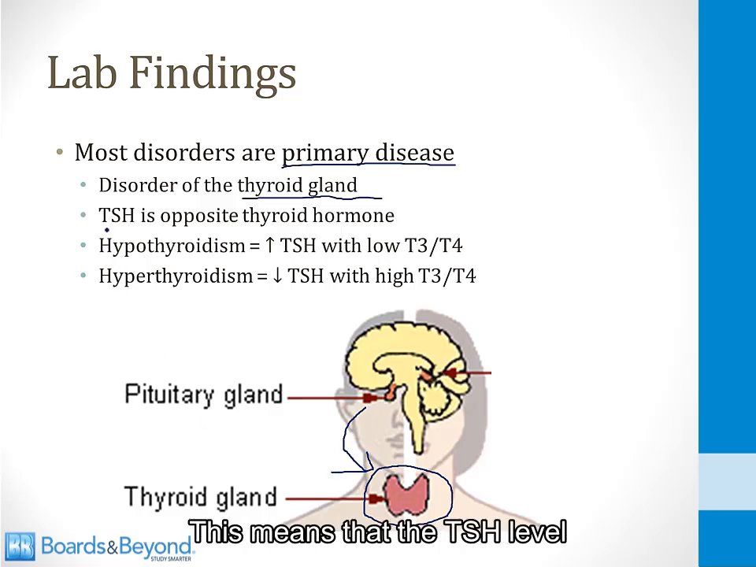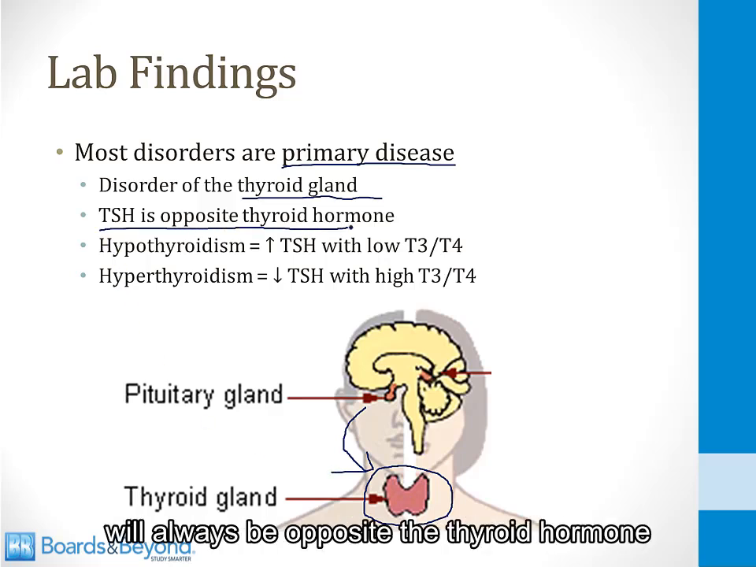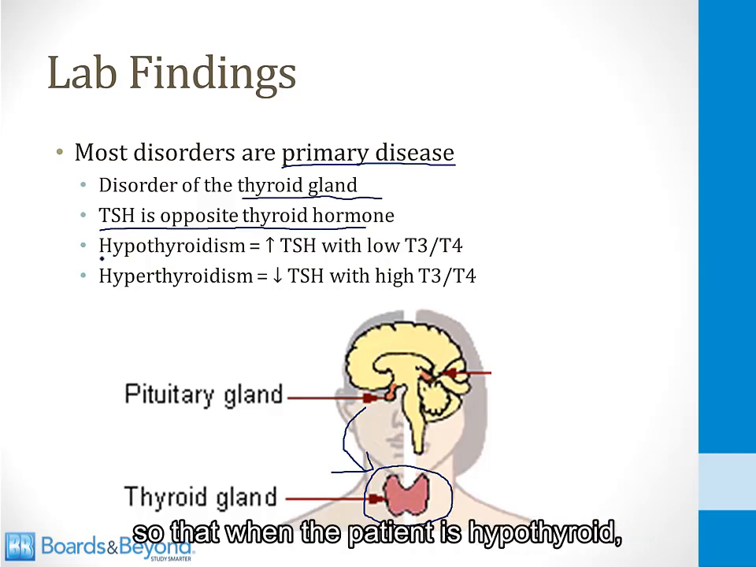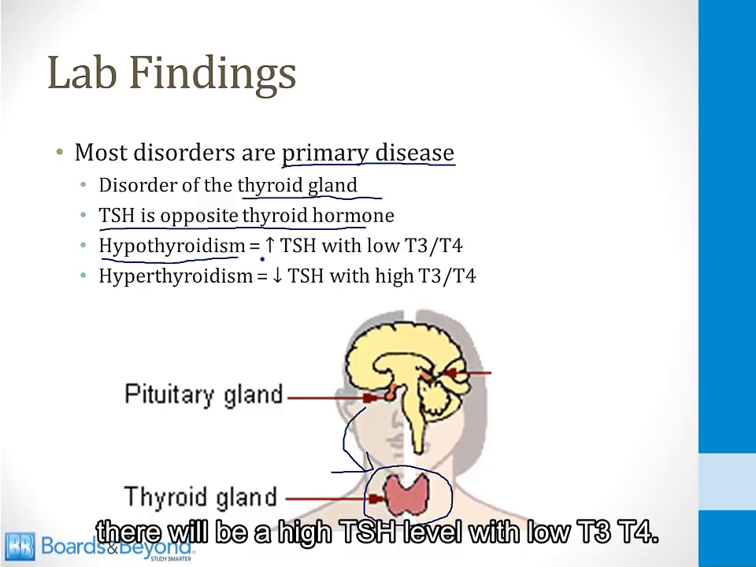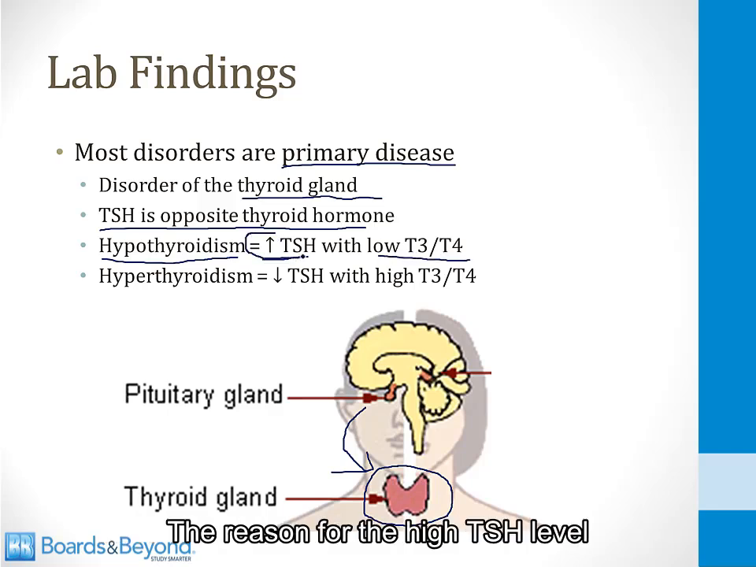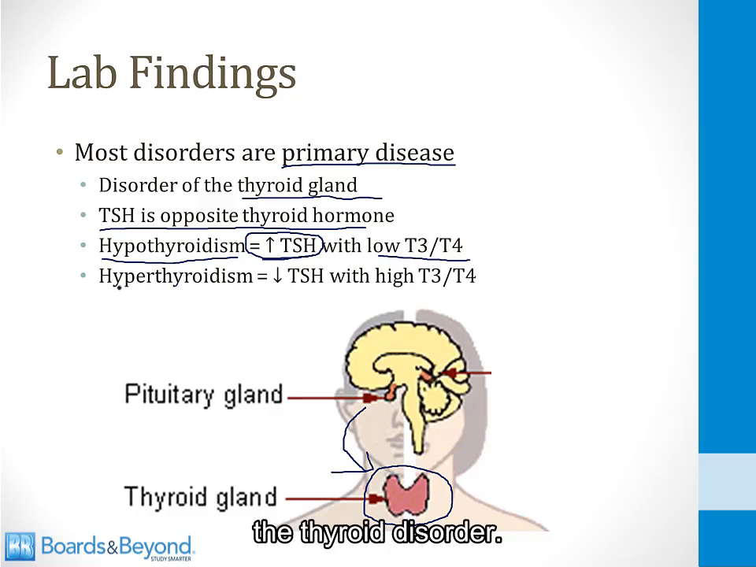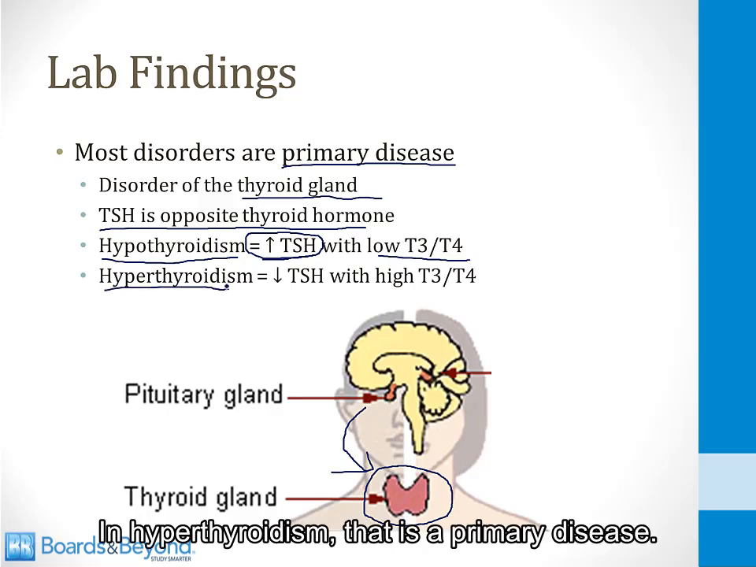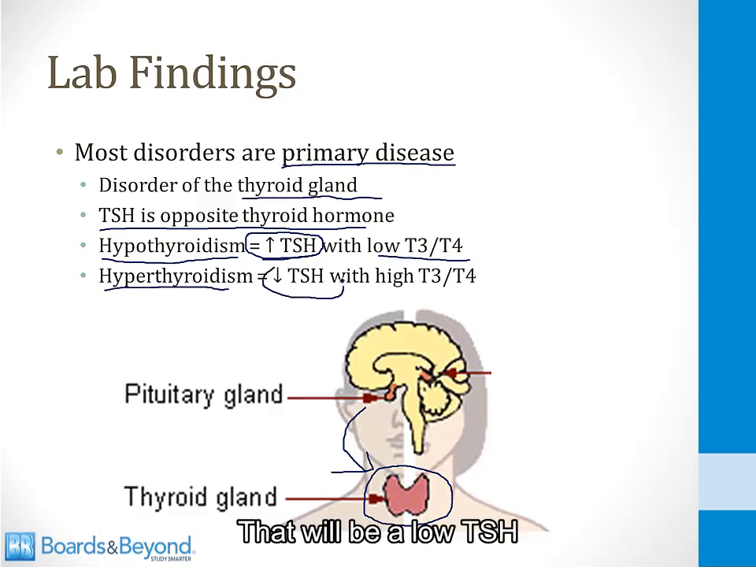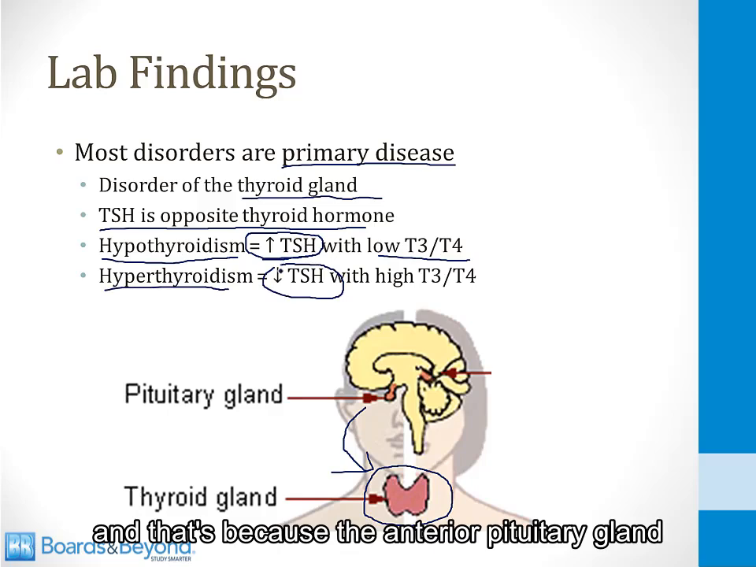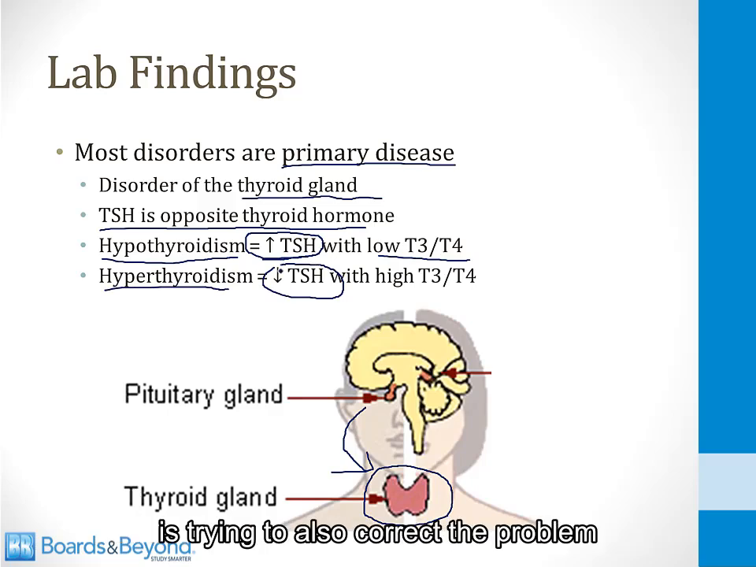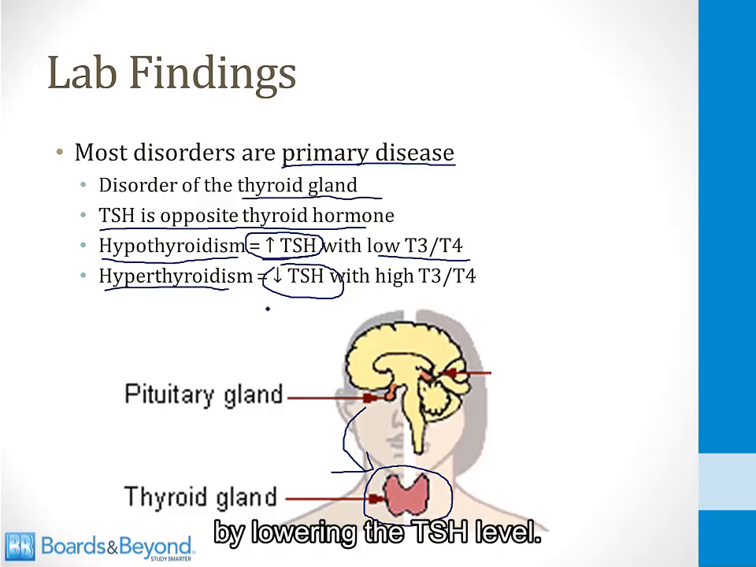This means that the TSH level will always be opposite the thyroid hormone, so that when the patient is hypothyroid, there will be a high TSH level with low T3, T4. The reason for the high TSH level is because the pituitary gland is trying to correct the thyroid disorder. In hyperthyroidism, that is a primary disease, there will be a low TSH, and that's because the anterior pituitary gland is trying to also correct the problem by lowering the TSH level.